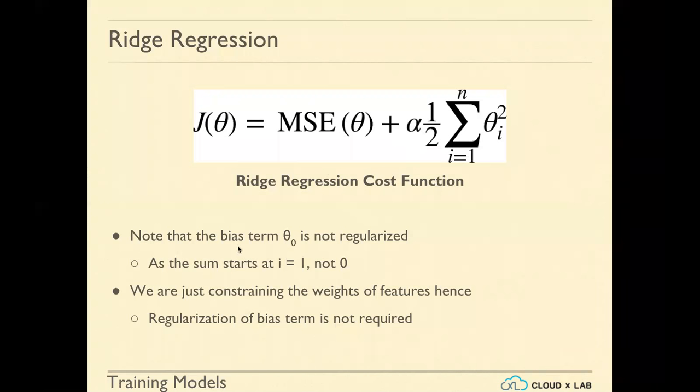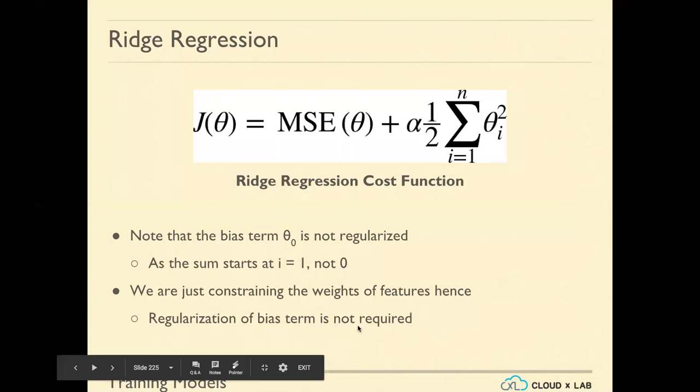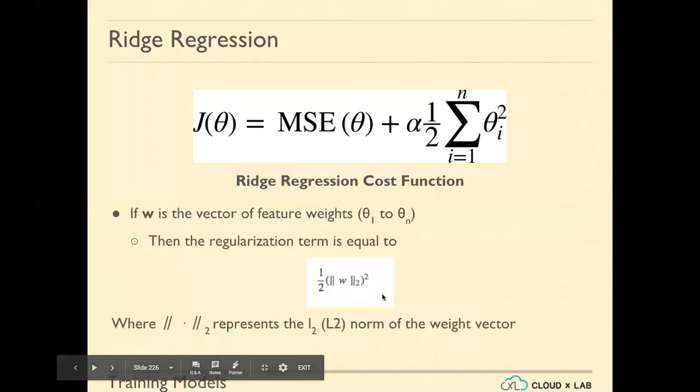Note that the bias term theta naught is not regularized, as the sum starts at i equals 1, not 0. You can see that theta 0, the bias, is not something that we are regularizing here, because theta naught does not come with any of the features. It's kind of an independent one. Therefore, we do not regularize theta naught. We are just constraining the weights of the features.